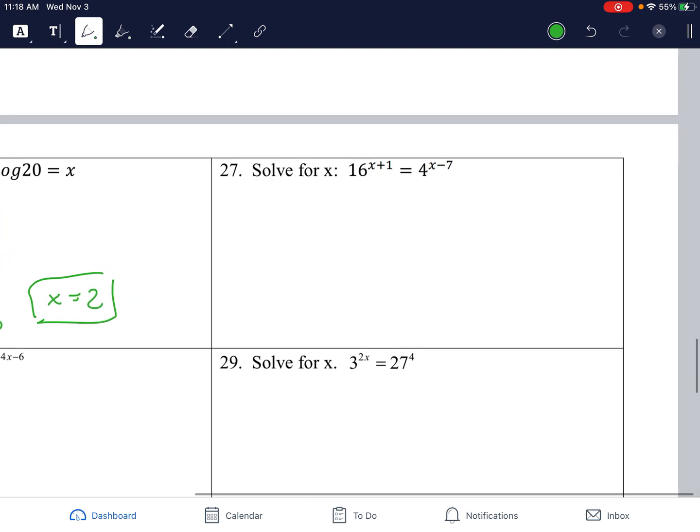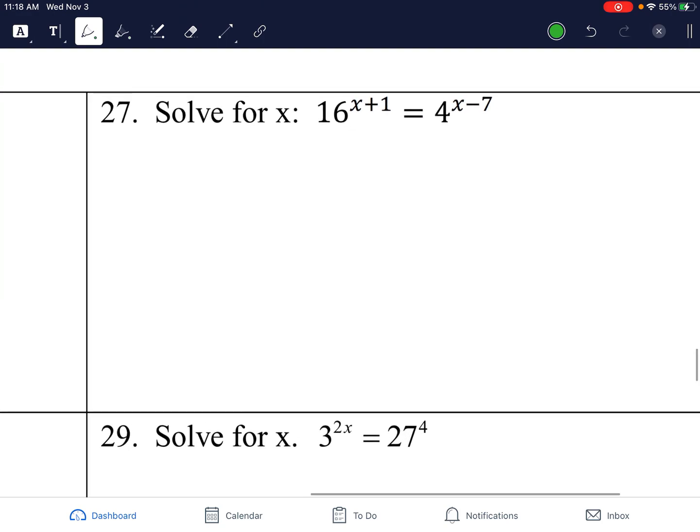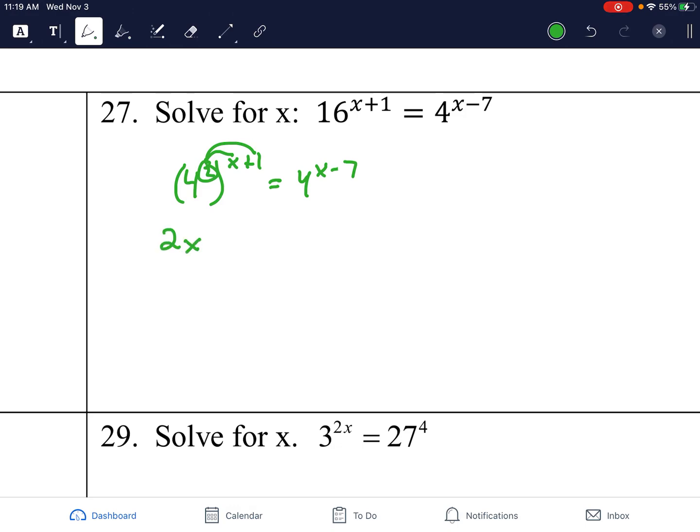All right. We have an exponential equation with like bases. How do we turn the 16 into a 4 using exponents? We change that to be 4 squared. X plus 1 equals 4, x minus 7. Before we can get rid of the 4s, we have to multiply the 2 times both terms of our other exponent. So 4, then 2x plus 2 equals 4, x minus 7.